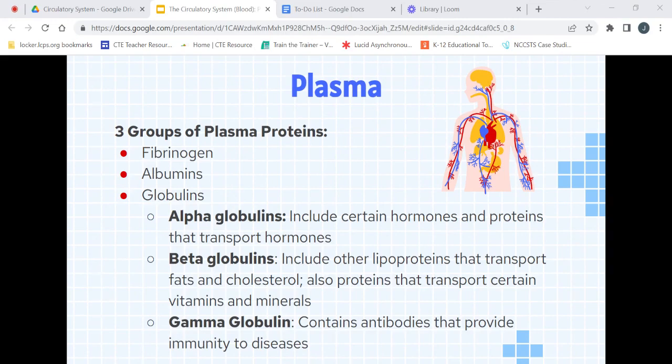There are three types of globulins. We have alpha globulins, which include prothrombin, a protein involved in blood clotting, and high-density lipoproteins, HDLs, which transport fat and cholesterol. We have beta globulins, which have to do with low-density lipoprotein. And then we have gamma globulins, which contain antibodies that provide immunity to diseases. When proteins involved in clotting have been removed from the plasma, the remaining liquid is called serum.